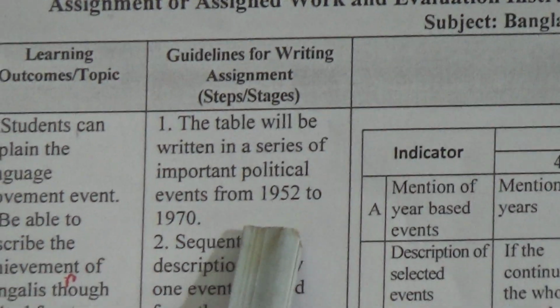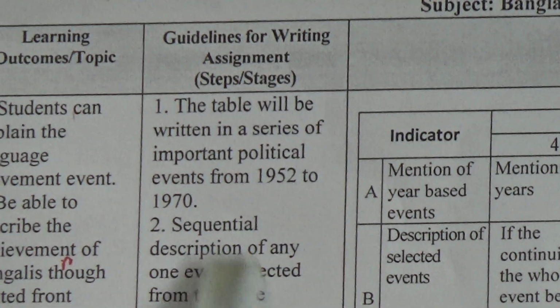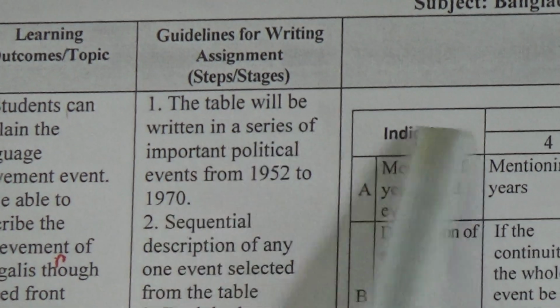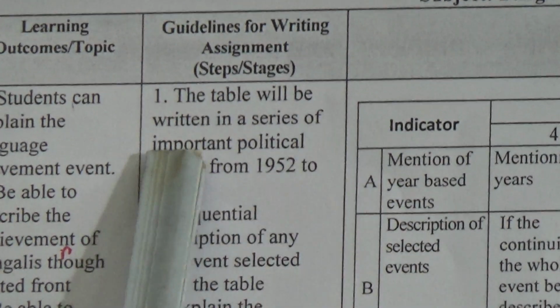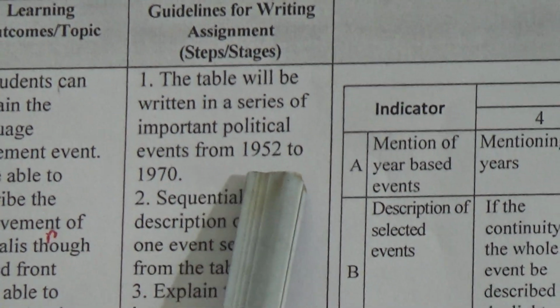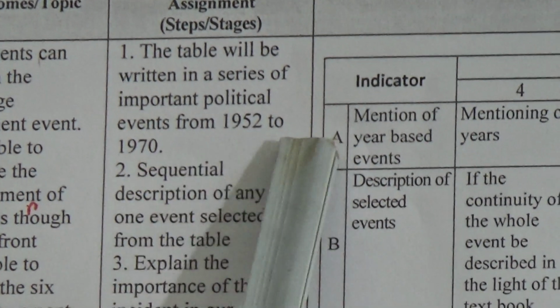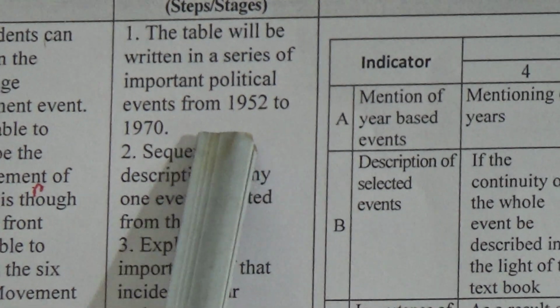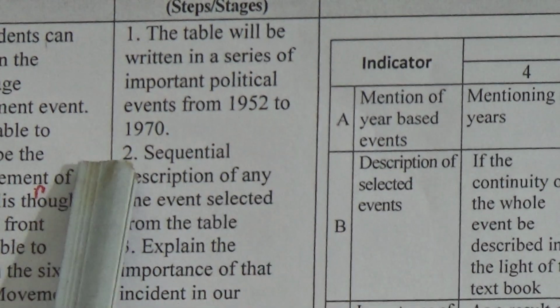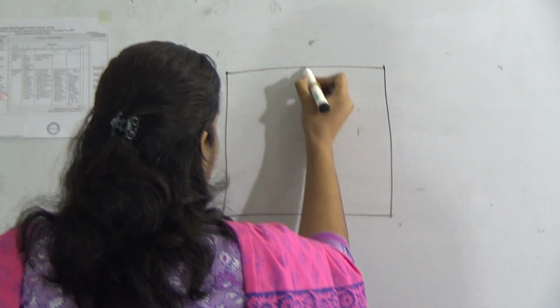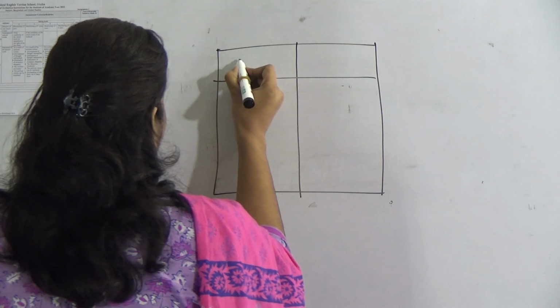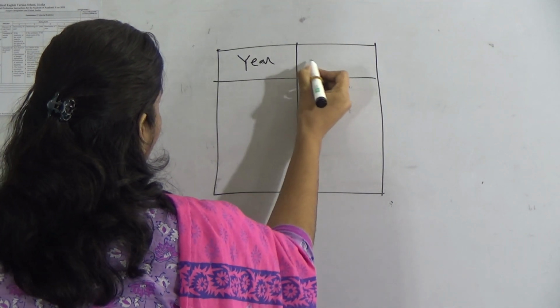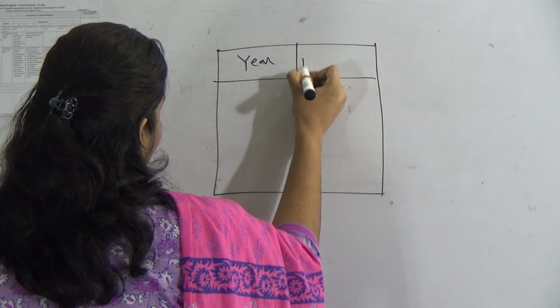Now we will see how you will prepare your assignment. I will help you through some clues. Number 1, a table will be written as a series of important political events from 1952 to 1970. So first you will write the list of the important political events that happened from 1952 to 1970. Okay, now I am giving an example. First, make a table like this. On the left side, you can write year, and on the right side, political event.